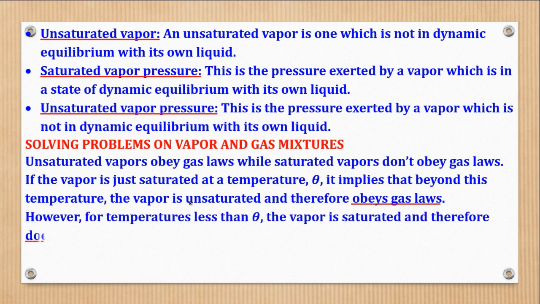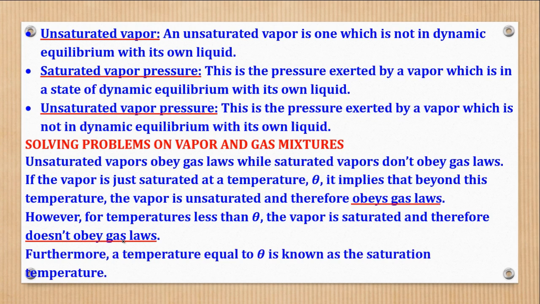However, for temperatures less than theta, so theta we said is the temperature at which a vapor is just saturated. So when you lower it below this temperature theta, it implies that the vapor is saturated and therefore does not obey gas laws. So one thing we need to note is that saturated vapor pressures do not obey gas laws, while unsaturated vapors obey gas laws.